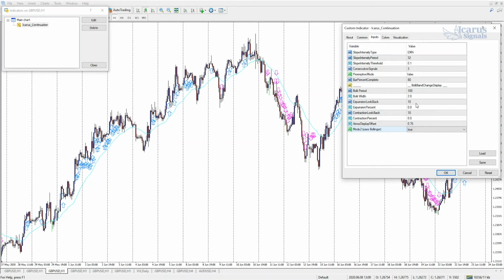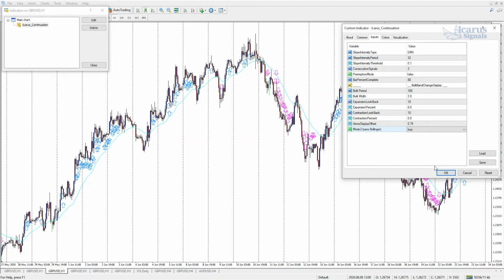Now, we will go through these quickly in this particular video, just to put in a range of different values to help filter out some of the noise, filter out some of those erroneous signals. Although when you go to the Boliband Change Display video, it'll give you a much better understanding of how they actually appear on the chart.